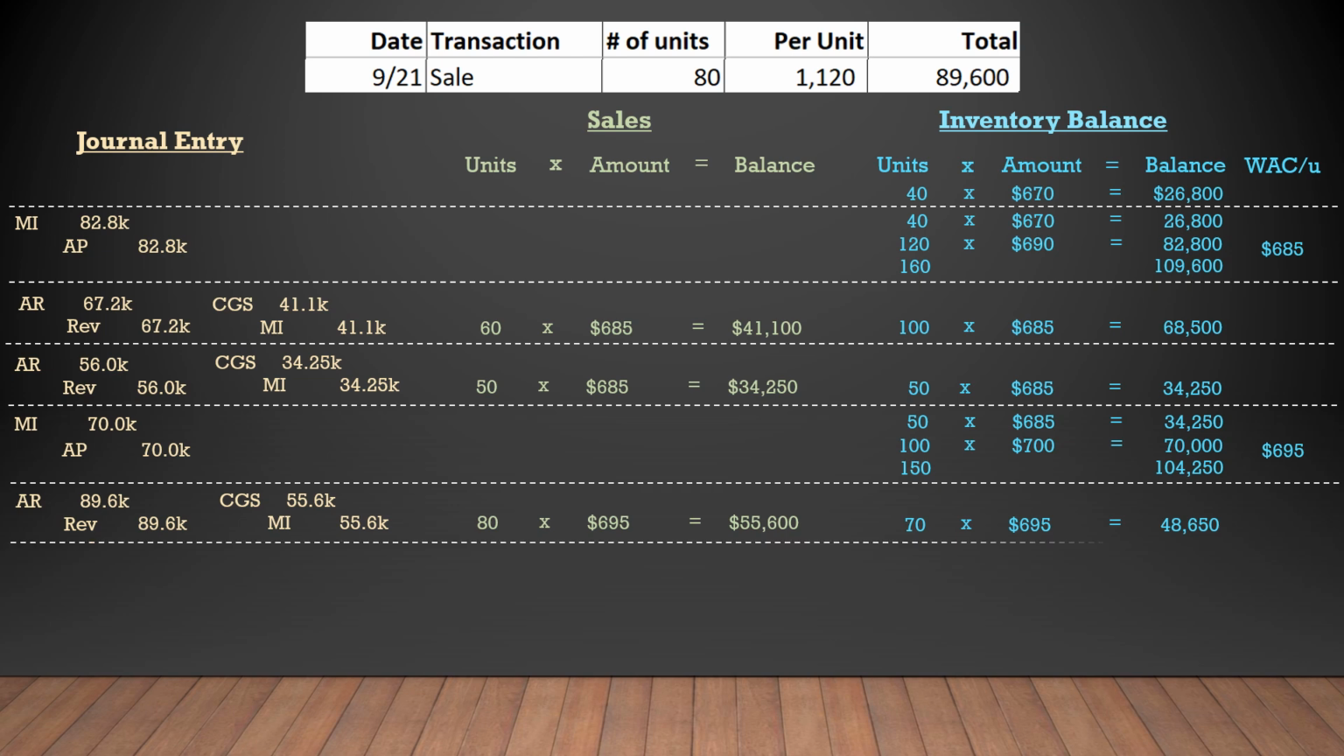We then have our last sale of the month on September 25th of 30 units. Debit accounts receivable and credit sales revenue for $33,600. Debit CGS and credit merchandise inventory for the 30 units multiplied by the weighted average cost of $695 per unit.